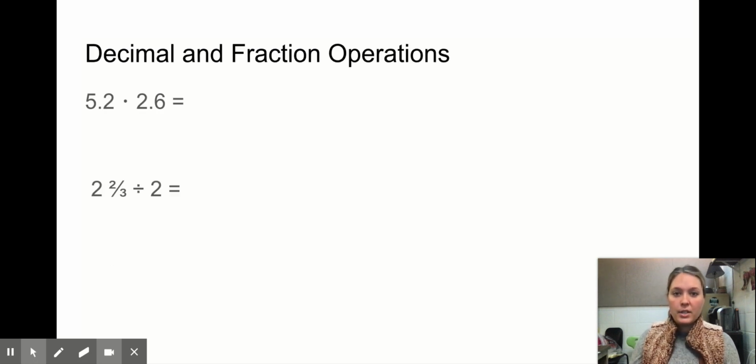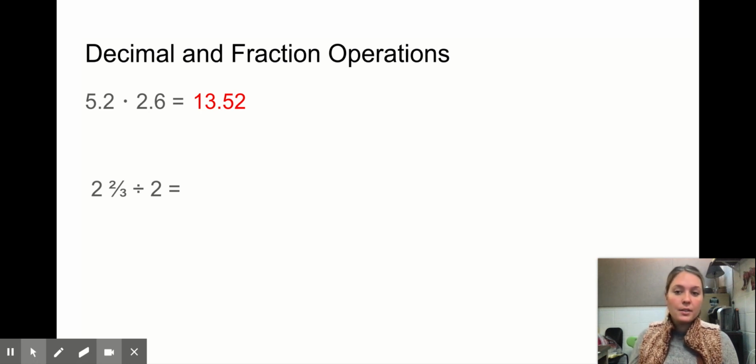Decimal and fraction operations. First question, 5.2 times 2.6. I don't want you to use a calculator here. Okay, so what do you get? You will get 13.52. Now, what you do when you multiply decimals, you take them out and you multiply the whole number. So 52 times 26, when you do that, you get 1,352. Then you need to figure out where the decimal place goes. You count up how many decimal places were in the expression. So 5.2 has 1 decimal and 2.6 has another decimal. So our answer needs to have 2 decimal places.